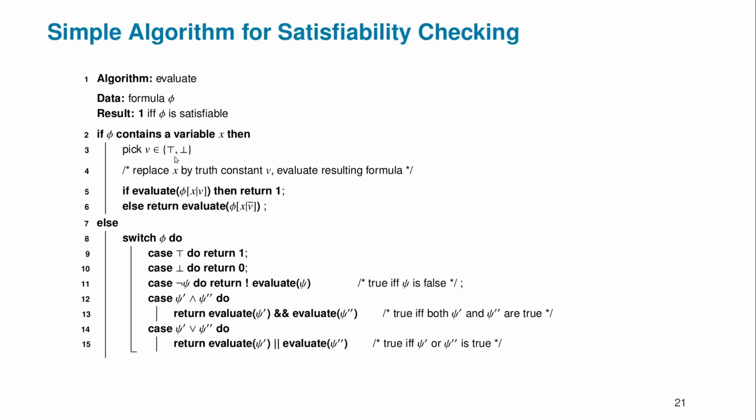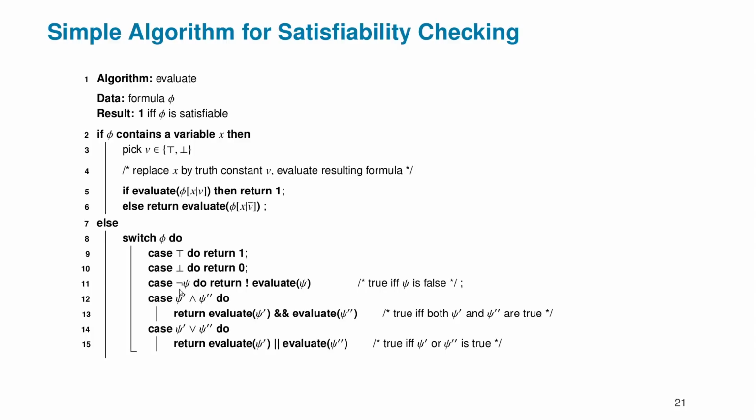And if we do this recursive call, at some point the formula does not contain any variables anymore. We have replaced all variables by truth values, and then we can evaluate this formula, which does not contain variables. If the formula is simply top, we return 1. If it's bottom, we return false. So this is the base case. Now we do not have any variable. We just directly continue with the negation.